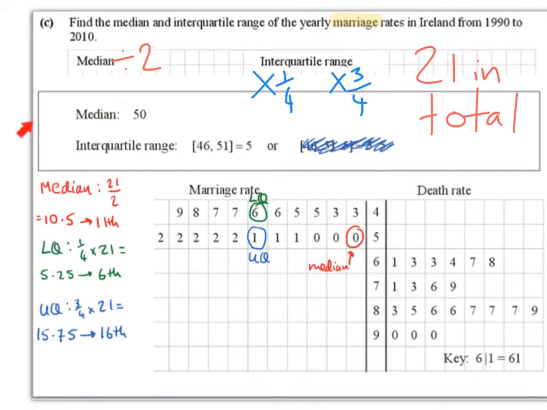Now, just like with the median, remember I said if we had divided by 2 and got a whole number, we would have taken that number and the next one, added them together and divided by 2. It's the same for the lower quartile and the upper quartile. If instead of 5.25 we got 5, we would have taken the 5th and 6th value, added them together and divided by 2. And likewise with the upper quartile, if instead of 15.75 we had got a whole number, let's say 15, we would have taken the 15th and 16th value, added them together and divided by 2.